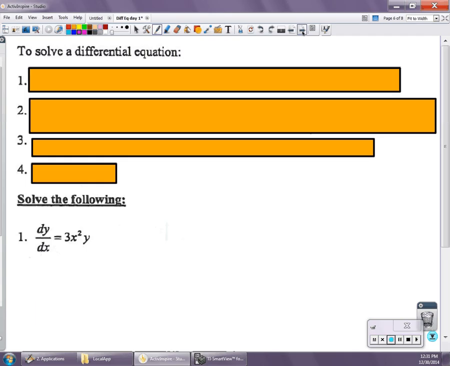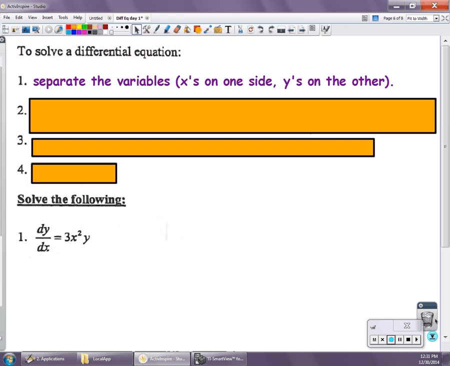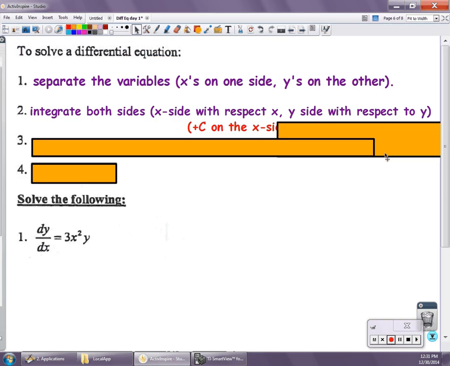All right, before we take a look at another example, let's record the steps to solving a differential equation. In that problem, notice that the first thing that I did is I separated the variables. I got all of the x terms on one side and the y terms on the other side. The second thing that I did was I integrated both sides of the equation. The x side I integrated with respect to x, and the y side I integrated with respect to y. And as I said, we're going to do a plus c on the x side.